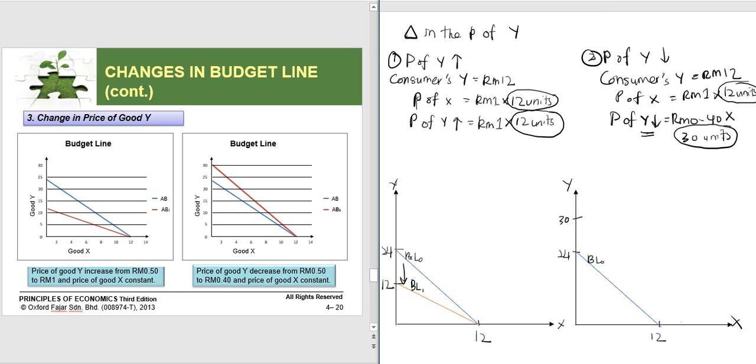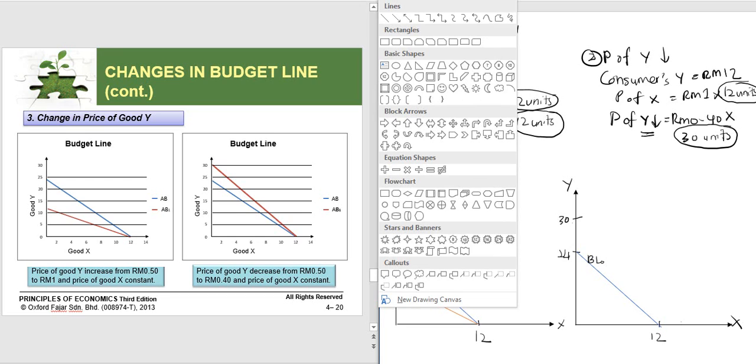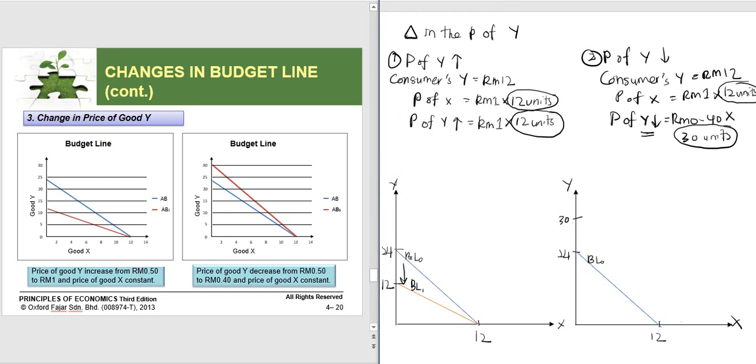So your budget line will shift upward. Okay, it will shift upward like this. So you have your new budget line, which is labeled as BL1.